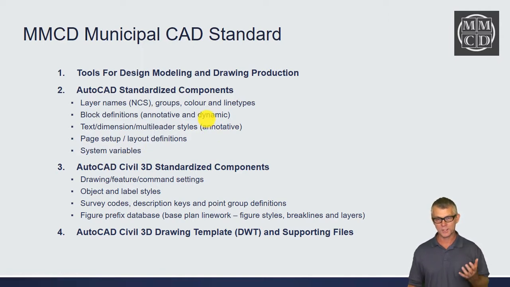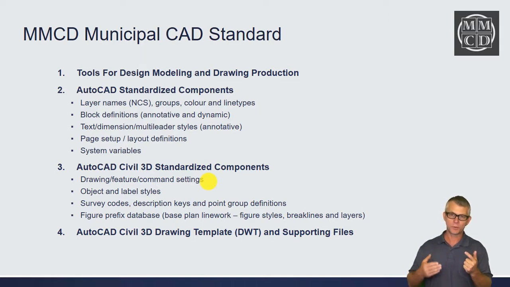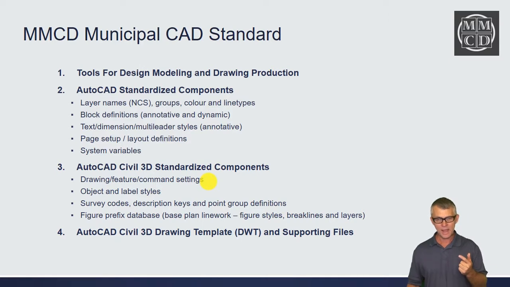Once you have a good solid base AutoCAD standard, you can build on that the Civil 3D standardized components. Those include items like the drawing, feature, and command settings in Civil 3D. They assign default styles for commands and default names to objects. So we can now start thinking about standardized object names for alignments, profiles, and surfaces, and also command-specific parameters. For example, when you create a corridor model in Civil 3D, what is the default assembly insertion frequency? Those are the drawing, command, and feature settings.